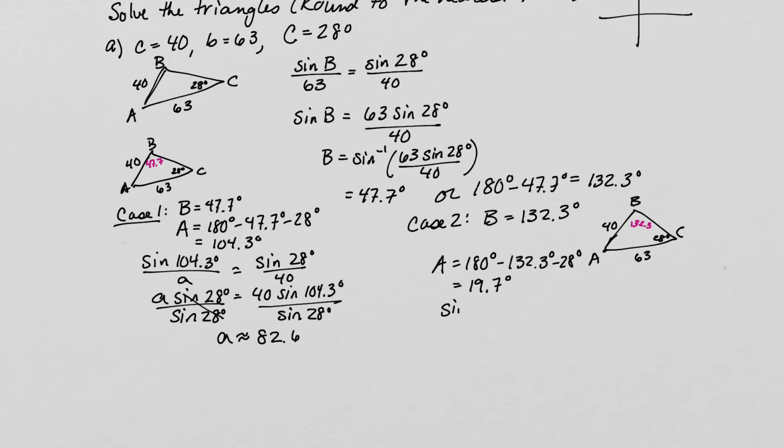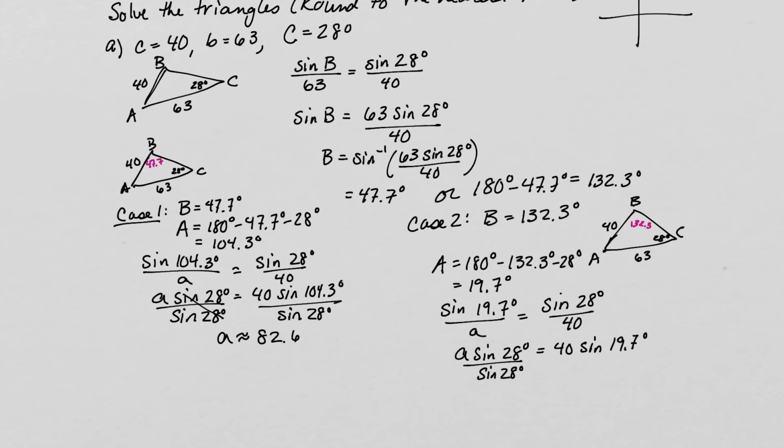And then we should do what we did before. The sine of 19.7 degrees over little a is equal to the sine of 28 degrees over 40. So cross multiply: a sine 28 degrees equals 40 sine 19.7 degrees. Divide both sides by the sine of 28 degrees.